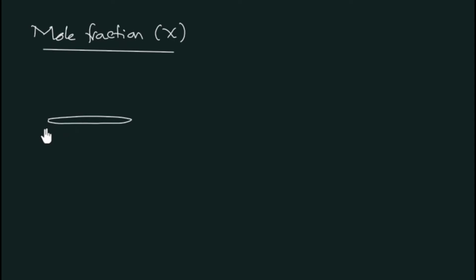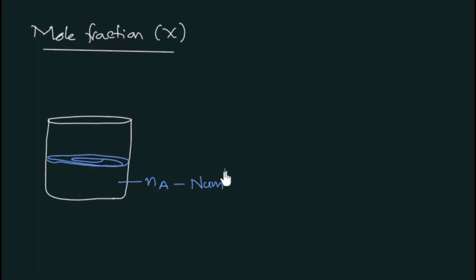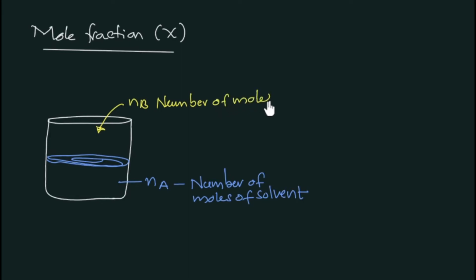Let me take an example. You have a container, and in this container you have taken a minimum of two components to result in a solution. For example, this is the solvent, water, that I'm taking here. The number of moles of solvent is Na. And in that I will add a small amount of solute. Let's take it as Nb, the number of moles of solute.